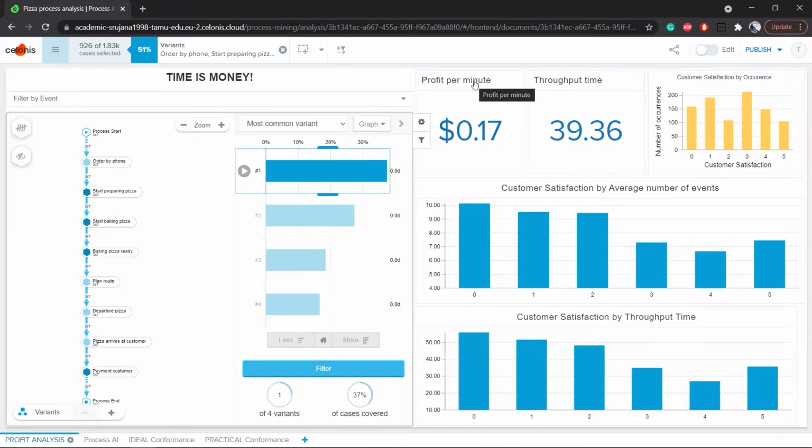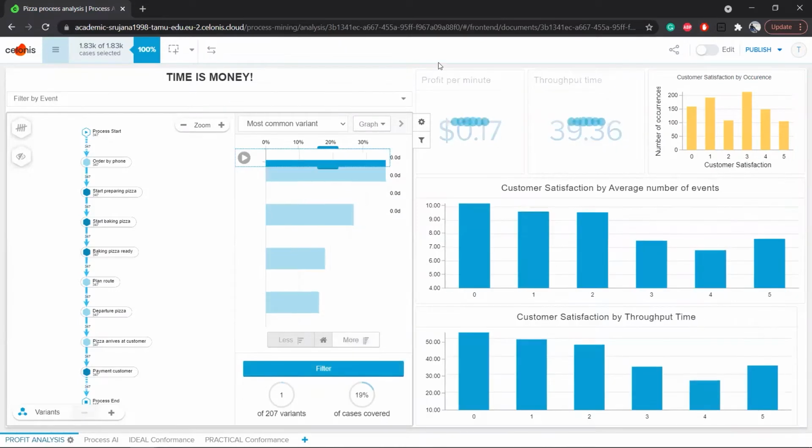Then we have the customer satisfaction. The first one is by occurrence, which means how many times someone gave a 0 star or 1 star and so on. As you can see, there are plenty of zeros and ones, which is hurting the company pretty bad.